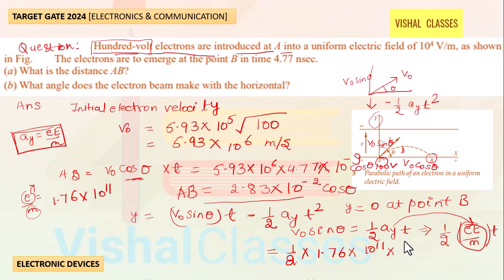Into the time value. What is the time value? Time is 4.77 nanosecond, 4.77 into 10 raised to power minus 9. Calculate it. This is almost cancelled out, and this value exactly comes out to be 4.20 into 10 raised to power 6 meter per second.